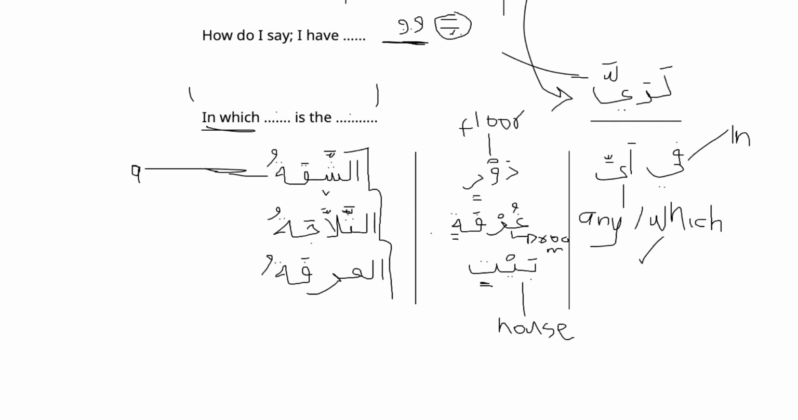And thalaja, we did thalaja. We know thalaja is a fridge. Okay. And then ghurfa we know is room. So combining all these sentences, you have fi ayyi dawrin ashaqqa. In which floor is the apartment? Fi ayyi dawrin ashaqqa. Fi ayyi ghurfatin thalaja. In which room do you have the fridge?